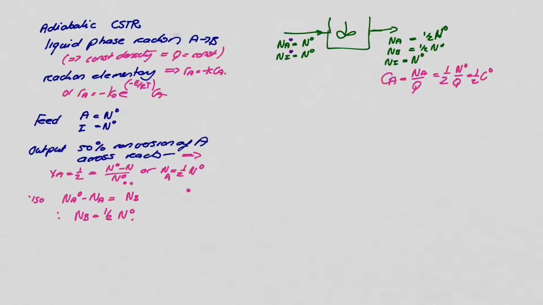Now, the other thing we needed was the concentration. You have Ca, and remember the definition of concentration is molar flow rate divided by volumetric flow rate. And remember, in the CSTR, all the material in here has the same concentration as the exit. So if we're working out the concentration in the reacting area, it's the same as the concentration in the exit, which is the molar flow rate divided by Q. And the molar flow rate is a half N naught divided by Q, and we can call that a half C naught if we like.